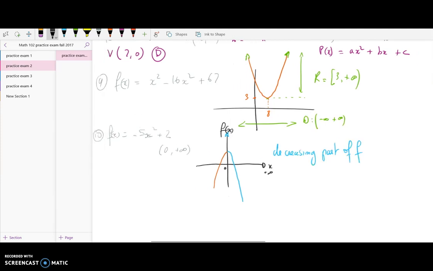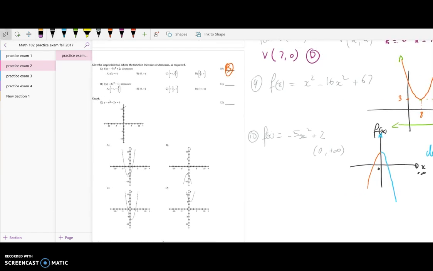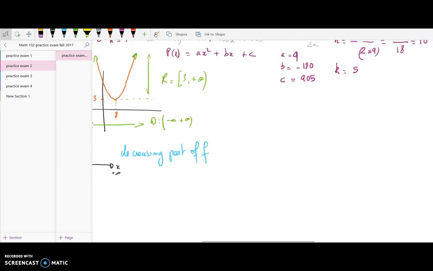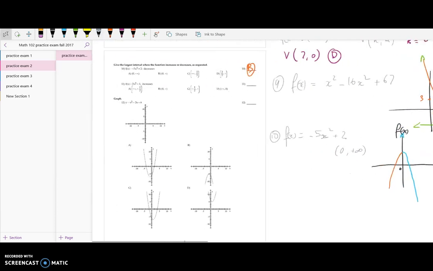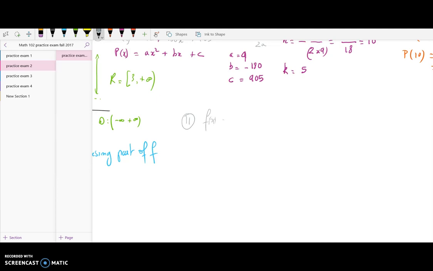Okay, now let's continue. Problem number 11. I'm going to write problem number 11 next to the other one right there. For problem number 11, we have the function f of x equal 2x squared minus 1.